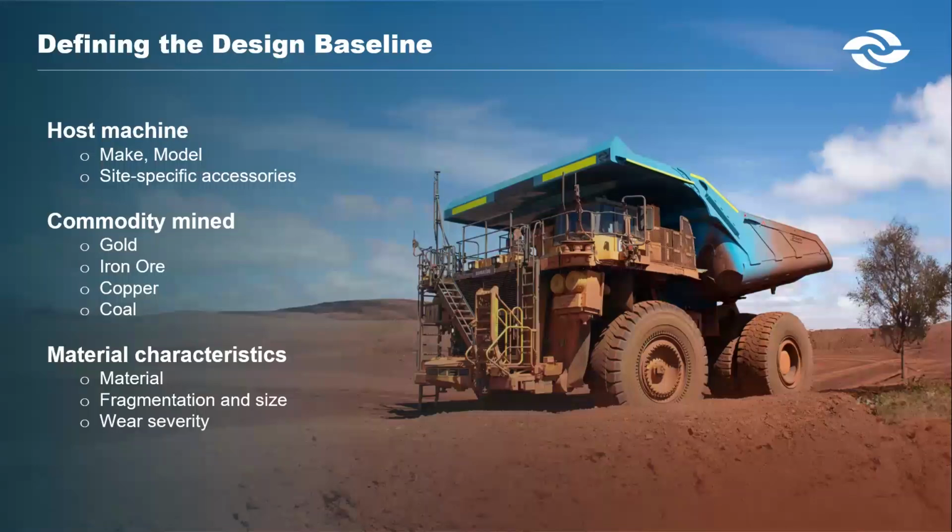Then we move on to the commodity. Coal, iron ore, copper, and gold all demand different wear strategies. The density, fragmentation, and abrasiveness of the commodity define plate thickness, liner type, and discharge angles. A sticky coal mine tray looks nothing like an iron ore tray.